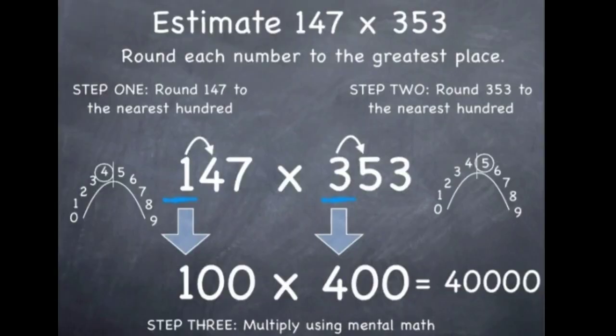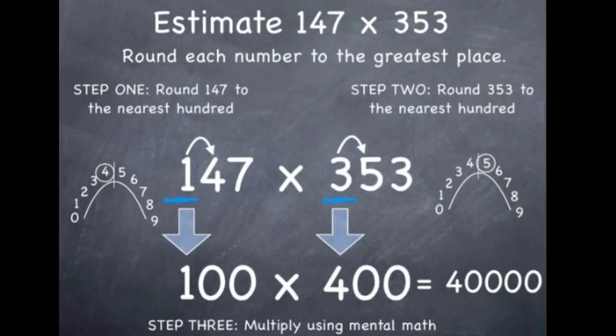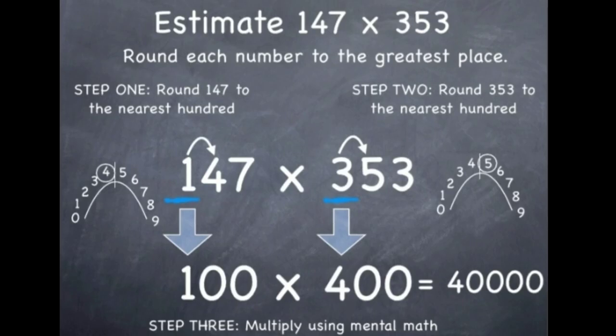Now, similarly, let's talk about the estimation in multiplication. To calculate the estimation of products or multiplication, we again have to round off both the multiplicand and multiplier. For example, 147 into 353. If we round off 147 to the nearest 100, it comes out to be 100. And similarly, if we round off 353 to the nearest 100, it comes out to be 400. And when we multiply 400 with that of 100, the answer comes out to be 40,000. That is approximately the same as the actual answer.